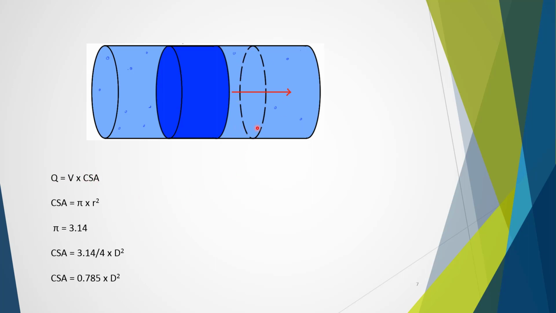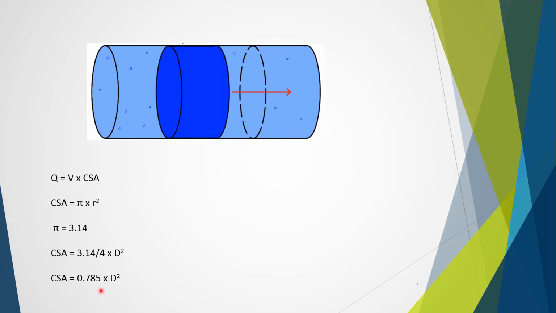So cross-sectional area, what we can measure is that there. So cross-sectional area is equal to pi times the radius squared. We know pi is equal to 3.14. And then what we can do is rearrange our calculation to make it a little bit simpler. So 3.14 divided by 4 times the diameter squared. So we're dividing by 4 because we're moving from a radius squared to diameter squared. This now gives us our nice little formula of cross-sectional area is equal to 0.785 times the diameter squared.